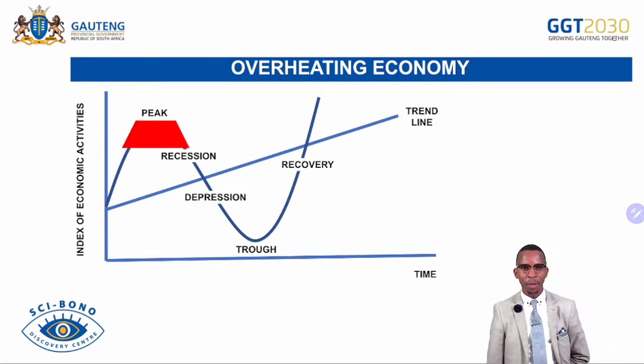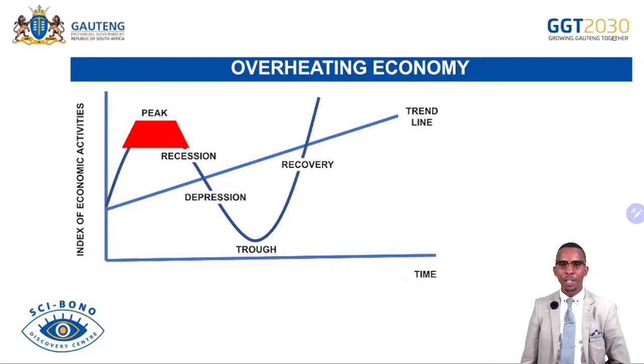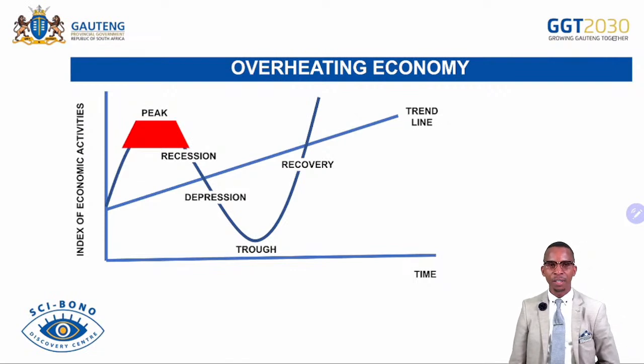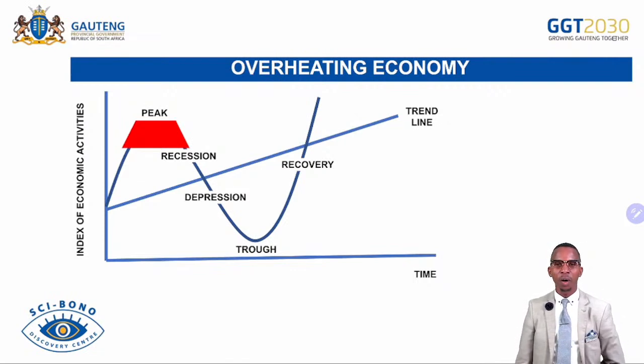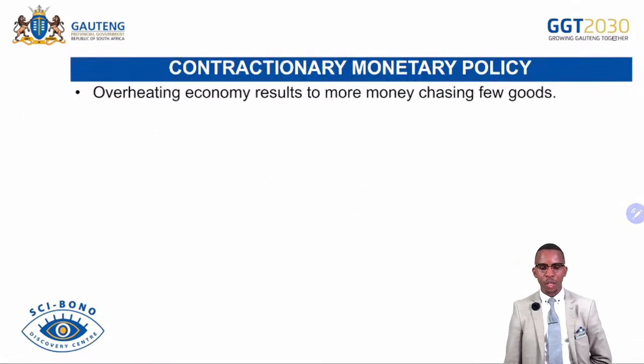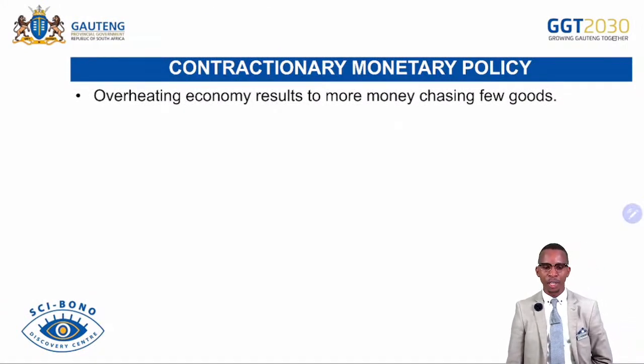So that is the problem. The economy is too good in there. Variables are increasing rapidly. There is too much money available to chase few goods in the economy. And there's a danger of inflation. There's a danger of what? There's a danger of more importation of goods and services. Then there must be intervention by the government or by the central bank. So an overheating economy results in more money supply, or more money chasing few goods in the economy.